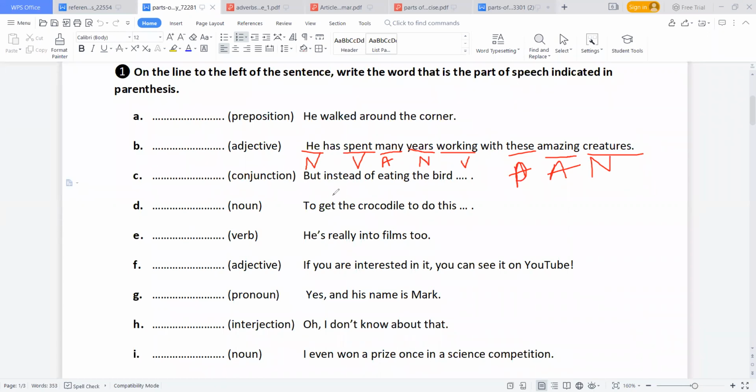Next: but instead of eating the bird. In this sentence, what is the conjunction? But and instead of. Both.